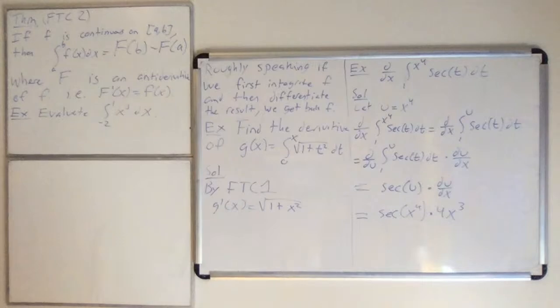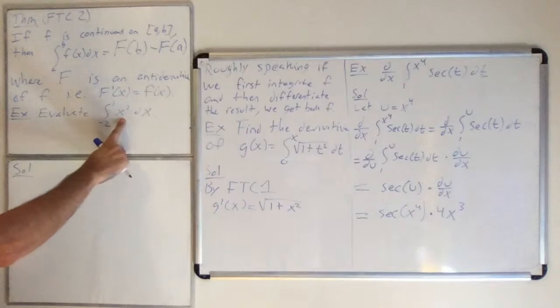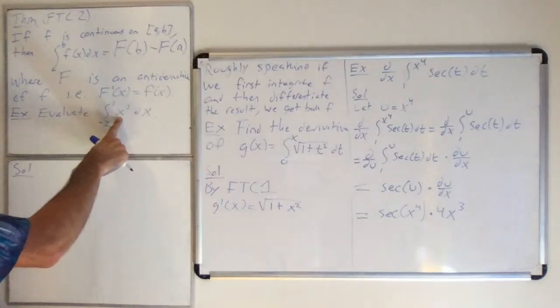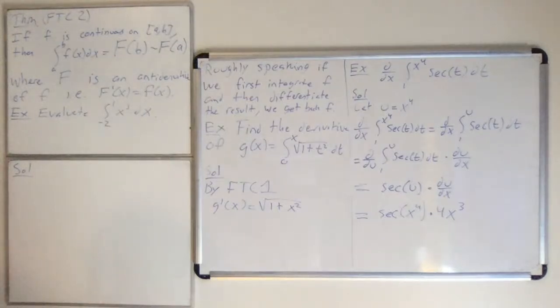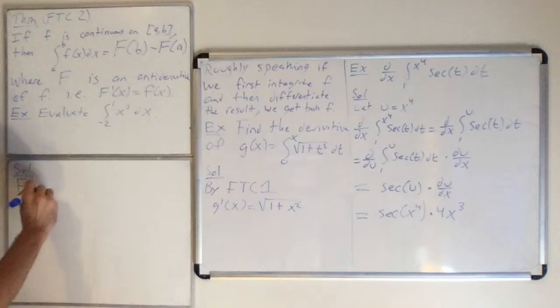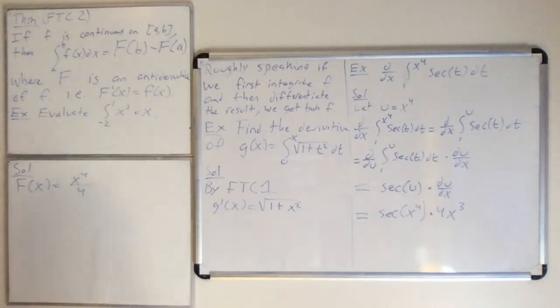Okay, we want to evaluate the integral from -2 to 1 of x to the 3rd dx. Well, the solution is we need to find an antiderivative of x to the 3rd. Remember how we find an antiderivative of x to a power? We increase the power by 1 and we divide by the new power. So F of x is equal to x to the 4th over 4.